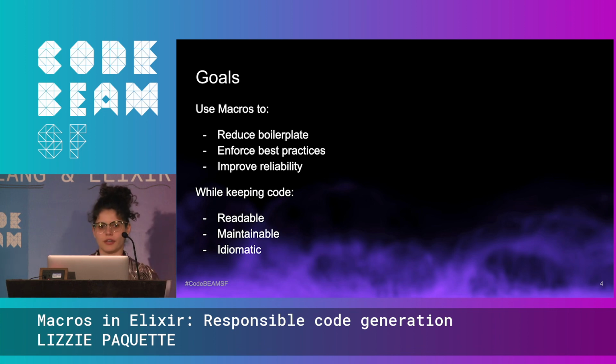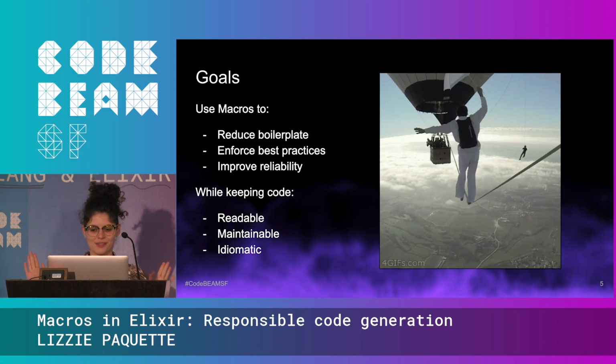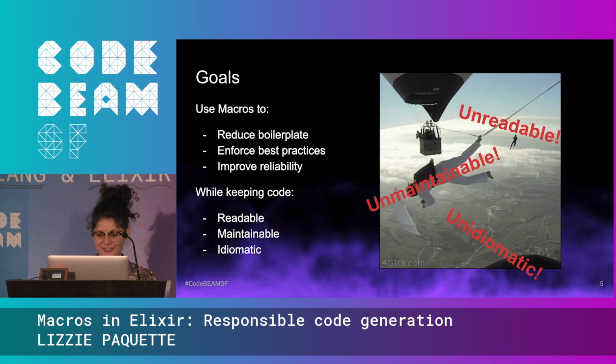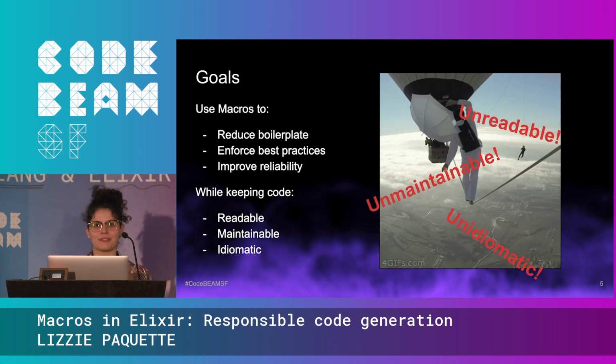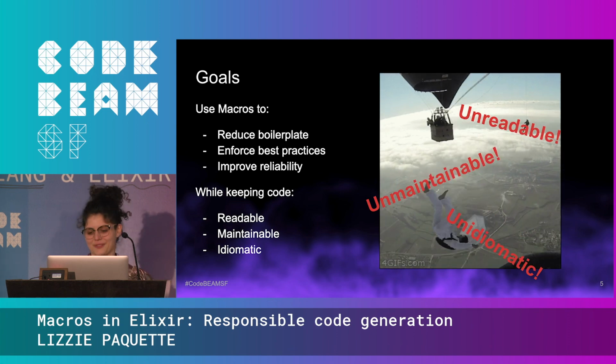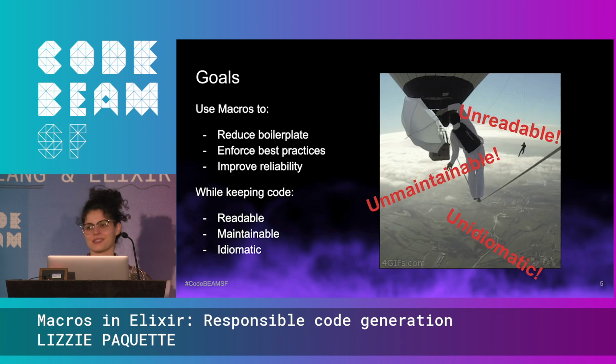Why are we trying to write macros, right? Well, we would like to use macros to reduce boilerplate, enforce best practices, and improve reliability. But we would like to do this while keeping code readable, maintainable, and idiomatic, right? It's kind of like we're walking a tightrope. If macros are used the wrong way, your code could become unreadable, unmaintainable, and unidiomatic. So that's what we're trying to avoid.